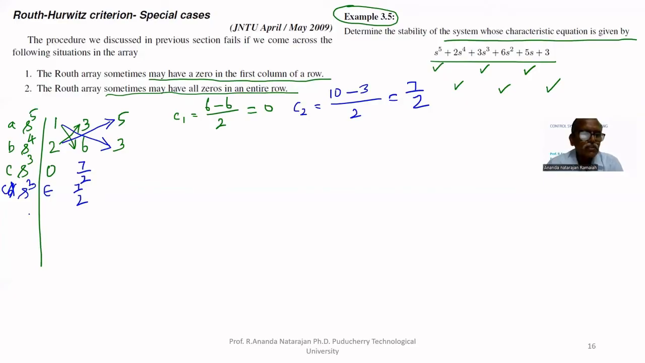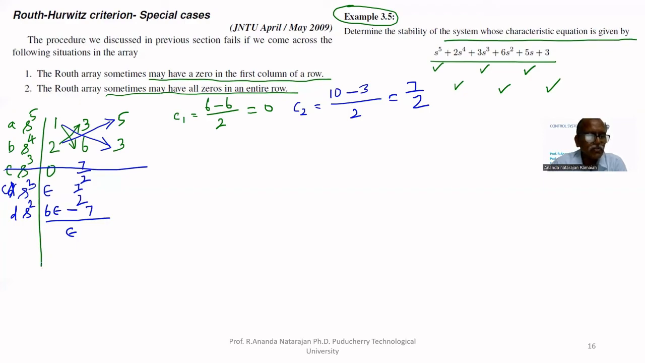Now, what is the s square row? Here, epsilon multiplied by 6 minus 2 multiplied by 7 by 2, divided by epsilon. That is 6 epsilon minus 7, divided by epsilon. So s square, no further elements.